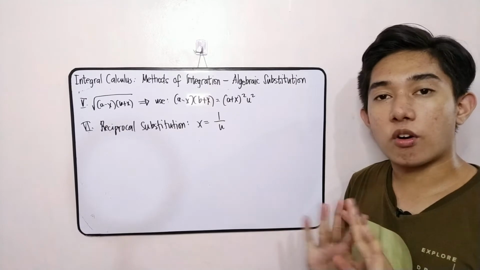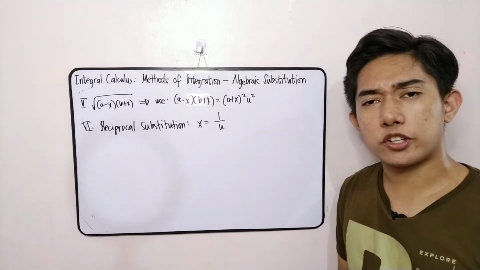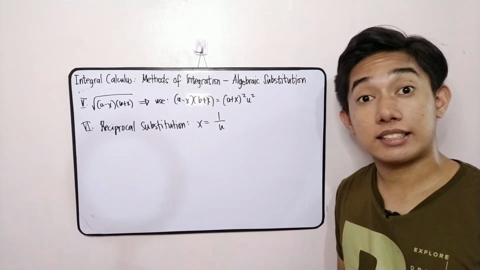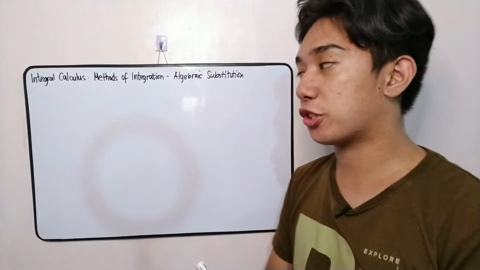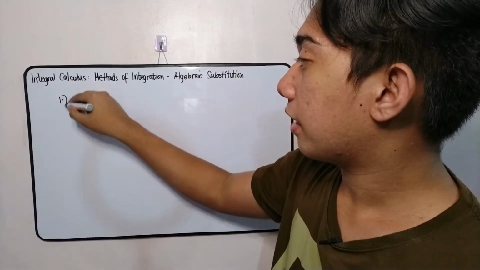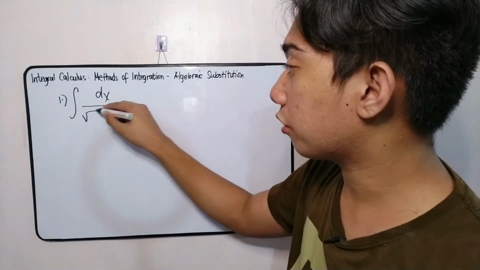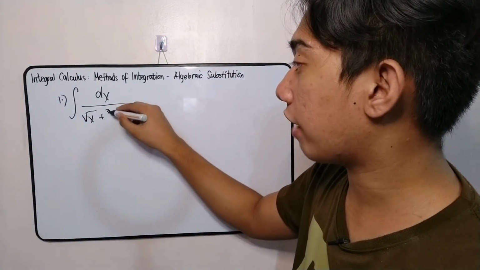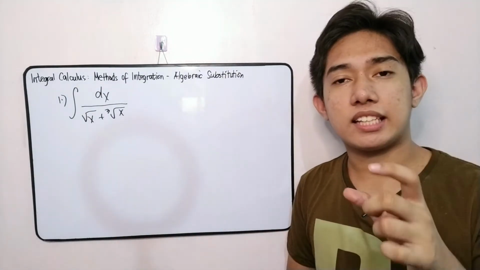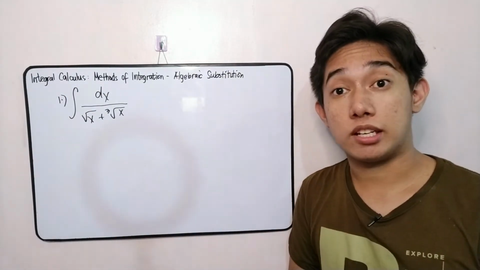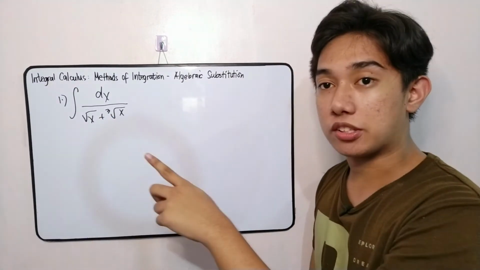So these are all the cases for our algebraic substitution. And to further understand this topic, let's have some examples, okay? Here's the first one. The integration of dx all over the square root of x plus the cube root of x. As you can see in the example, it is obviously a case 1, di ba? Kasi nakikita natin meron siyang rational exponents, okay?